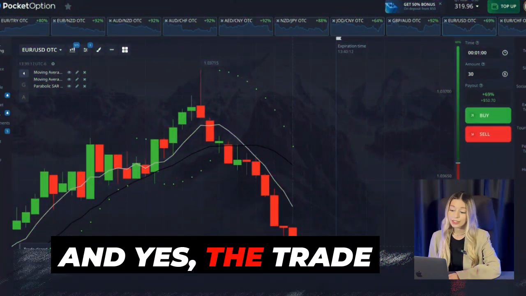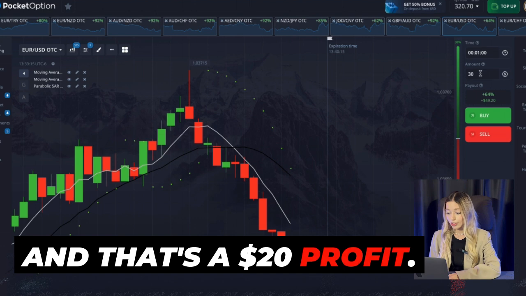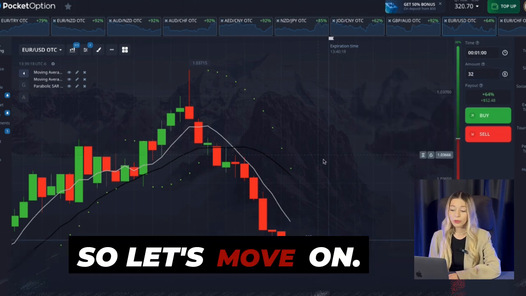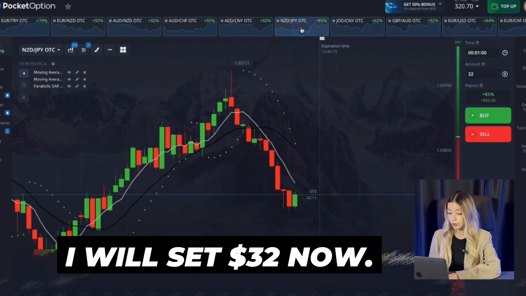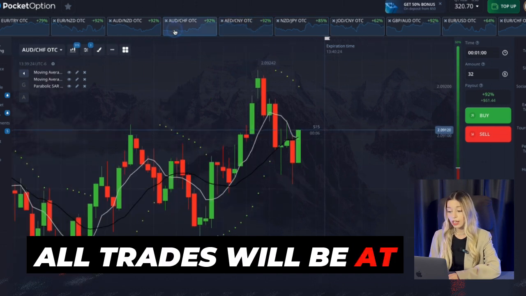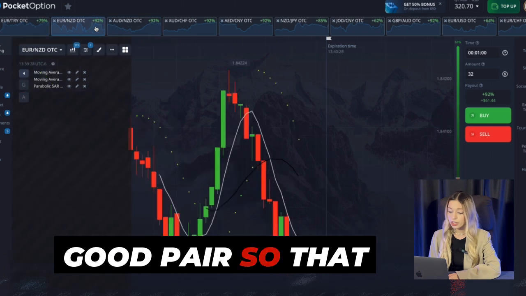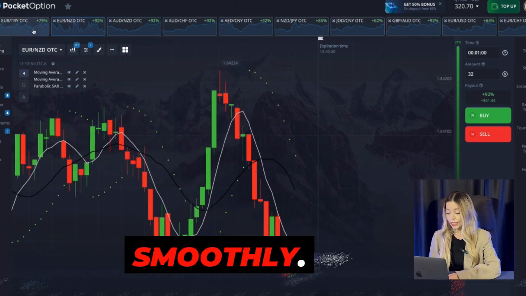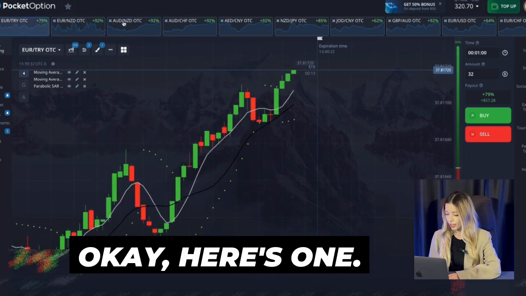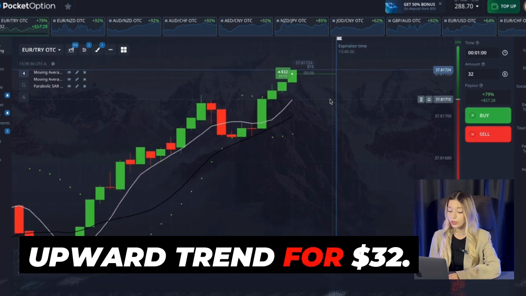And yes, the trade closes in the positive, and that's a $20 profit trade. So let's move on. I will set $32 now. All trades will be at 10% of the balance. Now I'm looking for a good pair so that everything works smoothly. Okay, here's one. I will go for an upward trend for $32.